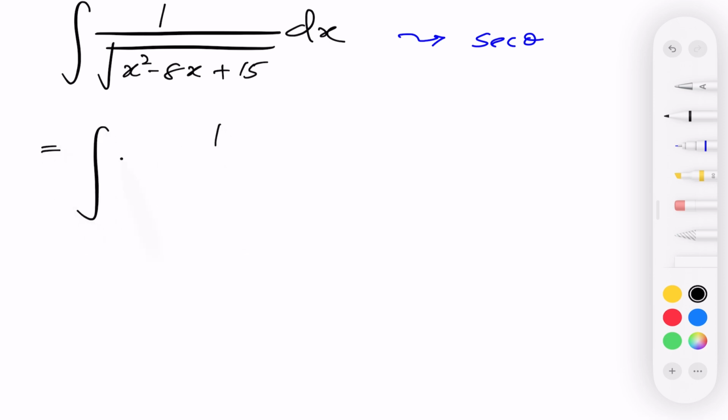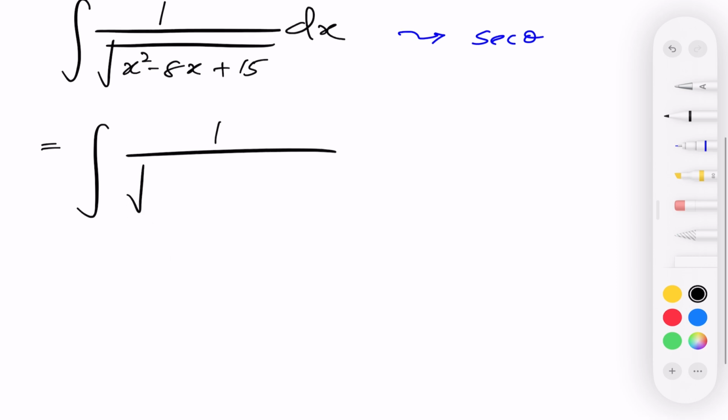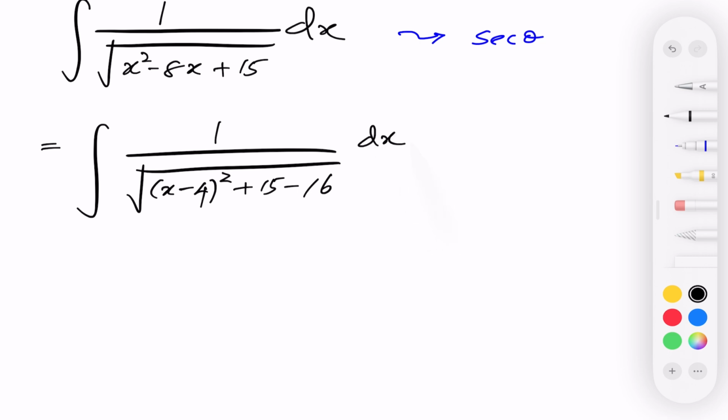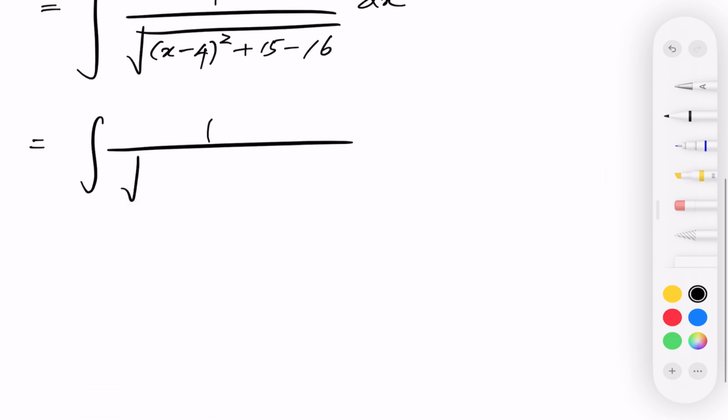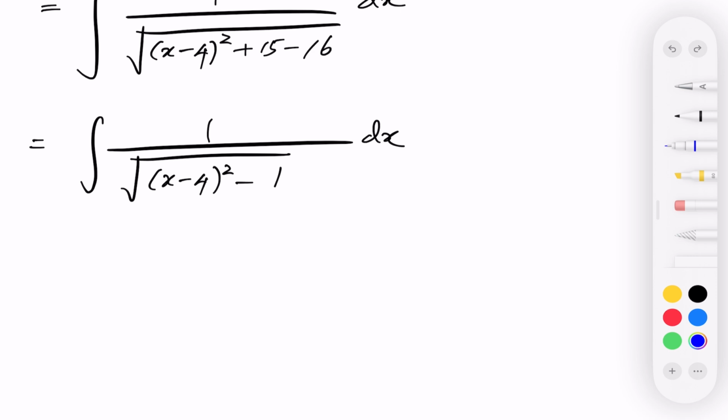So let's go ahead and do that. Integral 1 over square root. Inside the square root, I'm going to complete the square as x minus 4 squared, and we have a plus 15, and I need to subtract 4 squared, which is 16. All that's inside the square root, and we have a dx term. Now this is equal to the integral of 1 over square root x minus 4 squared minus 1 dx.